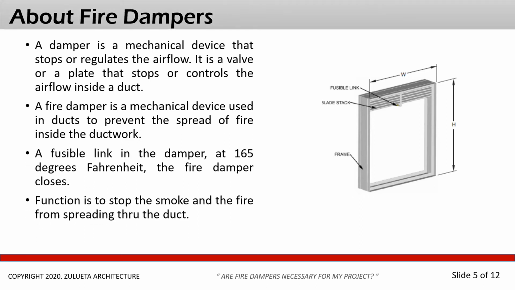About fire dampers. A damper is a mechanical device that stops or regulates airflow. It's a valve or a plate that stops or controls airflow inside a duct. A fire damper is a mechanical device used in ducts to prevent the spread of fire inside the ductwork. There is a fusible link in the damper, and at 165 degrees Fahrenheit, the fire damper closes. The function of the damper is to stop the smoke and fire from spreading through the duct.